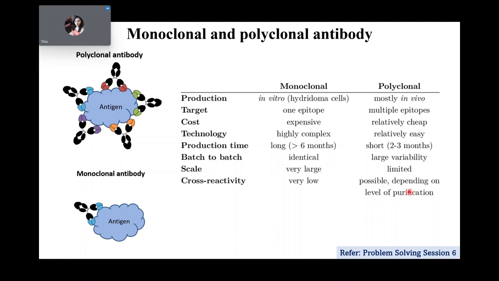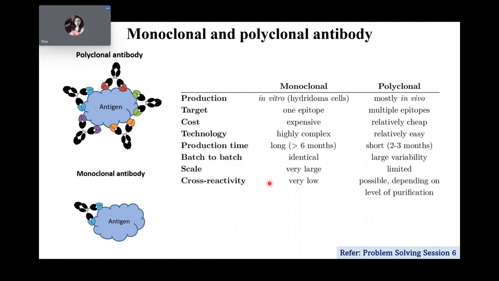It's not in some natural animal. You are doing it in a cell environment, lab environment. And so the scaling up is quite high, and the chances of cross reactivity for these antibodies are very low, because obviously they are generated against one very single specific epitope. So the technique by which monoclonal antibodies are generally produced is called the hybridoma technology.